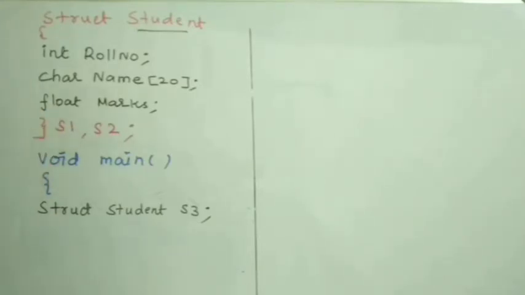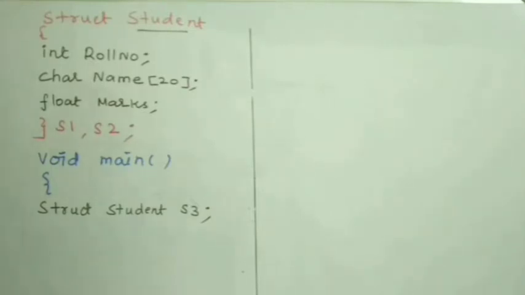Okay, for example, if I want to access the member roll number of the structure variable S1, how to access? Structure variable and dot operator. This dot operator is used to access the data member of this structure using the structure variable: structure variable, dot operator, and the data member whichever I want to access. So using the dot operator I may access the data member defined inside my structure.